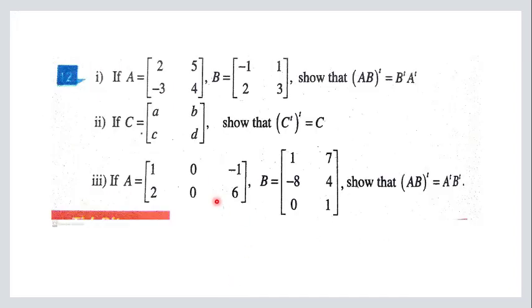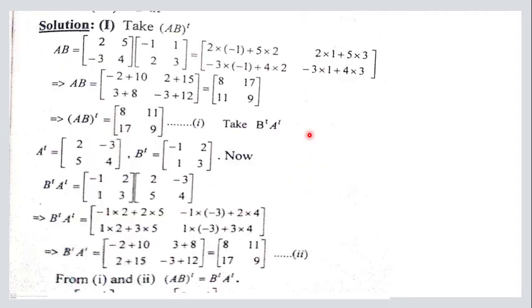This third part is just like part 1. Now question number 2 is, if C matrix is equal to [A B; C D], we need to show that (C transpose) transpose is equal to C. Now in this question we will first take the transpose of matrix C, and then we will take the transpose of C transpose. So let's go to the solution.